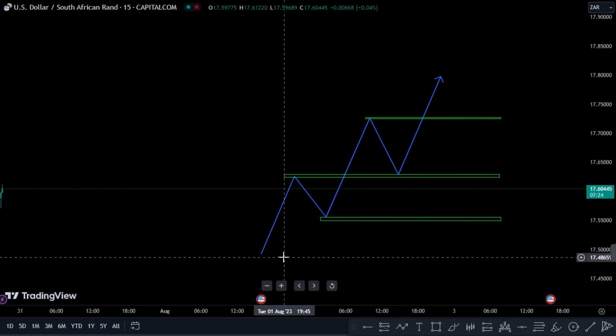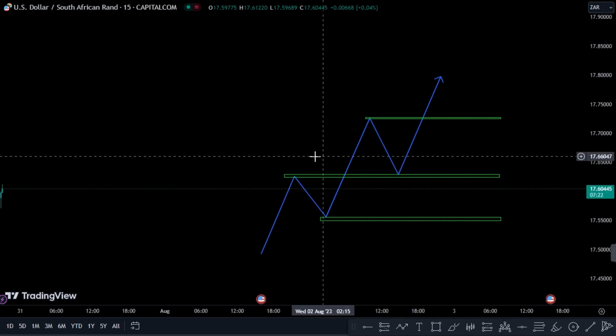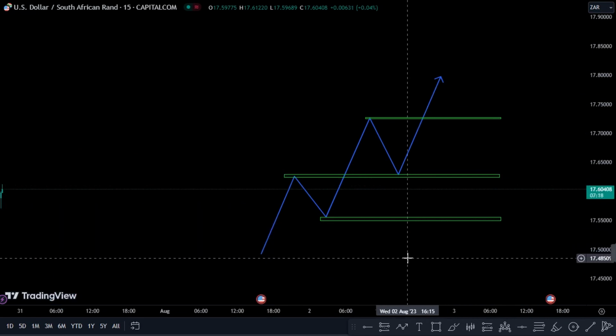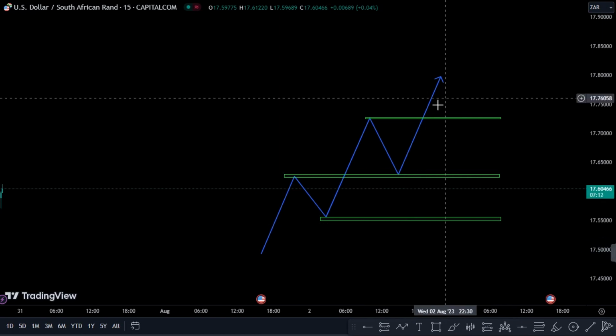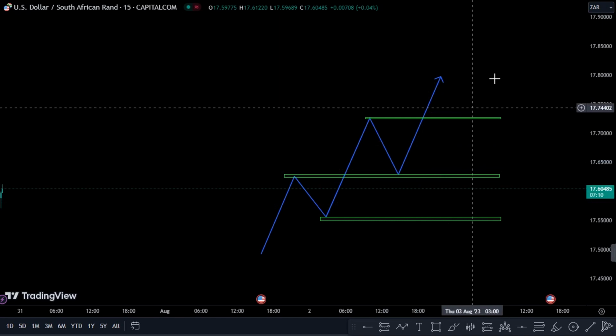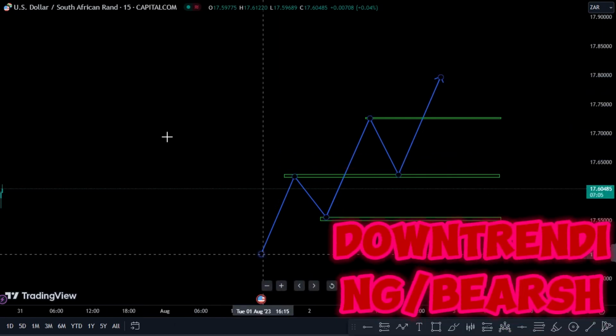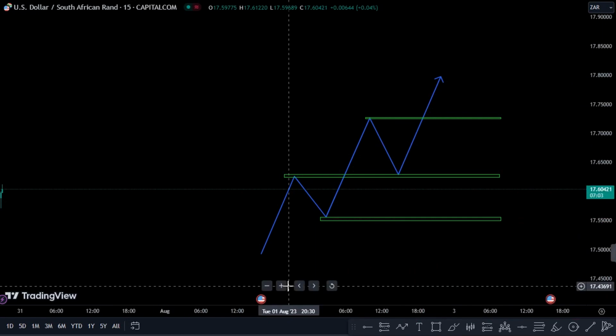So the strategy simply is, on an uptrending market, we are going to be looking for buying opportunities. Okay, so those are the opportunities we are going to be looking for. We are going to be looking for buying opportunities on an uptrending market, and then on a downward or on a bearish market, we are going to be looking for selling opportunities when we use this strategy.